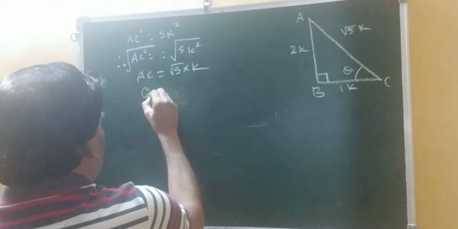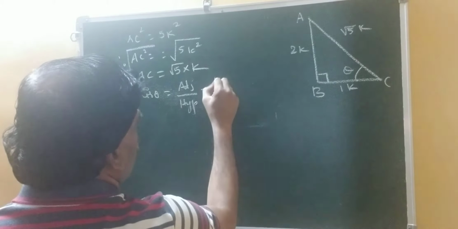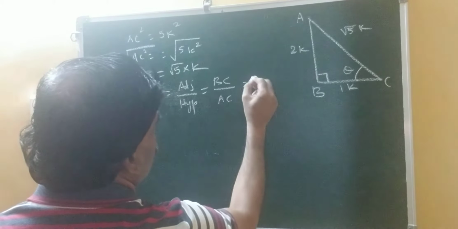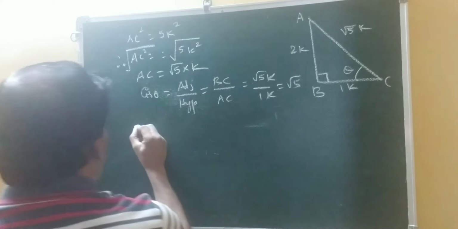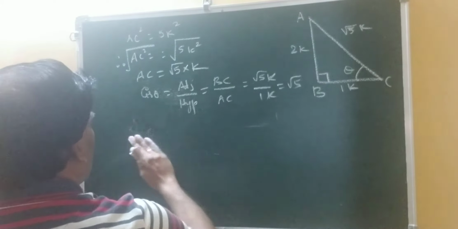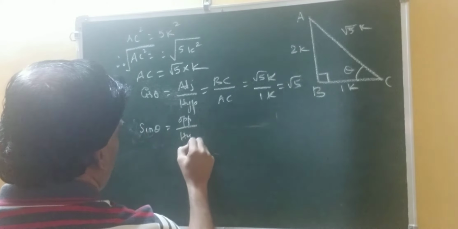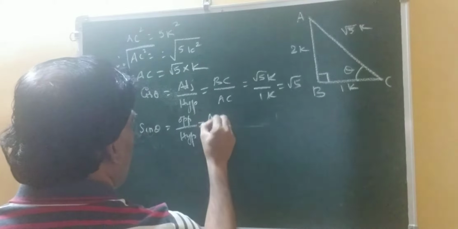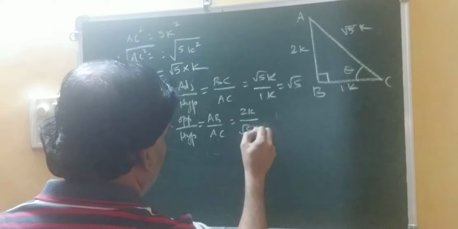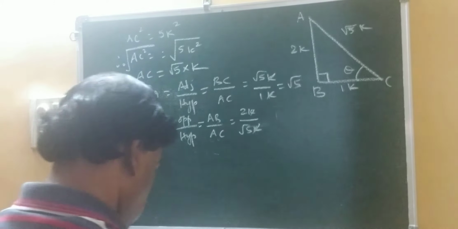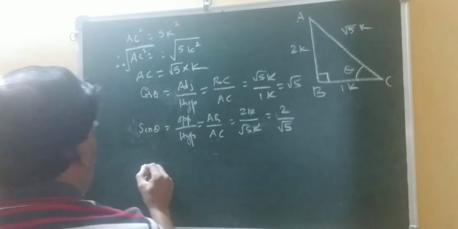Yes. What is cos theta? Adjacent side upon hypotenuse is equal to BC upon AC is equal to 1k upon root 5k is equal to 1 upon root 5. Sorry, tan theta you are knowing it already. Sin theta equal to opposite side upon hypotenuse. What is opposite side? AB upon AC. So 2k upon root 5k. K cancelled. So if you wanted, you can do it like this also. 2 upon root 5.